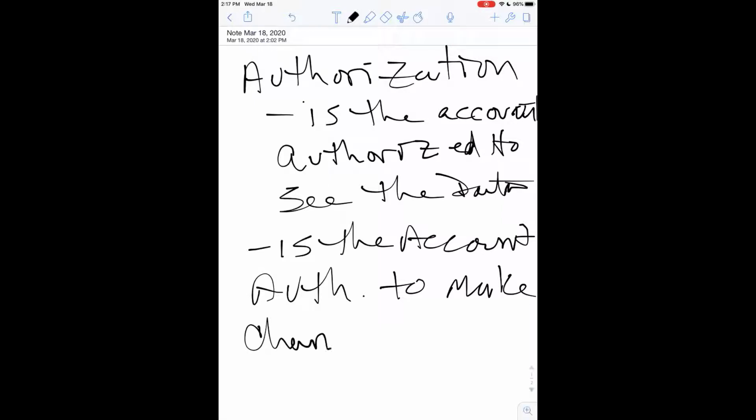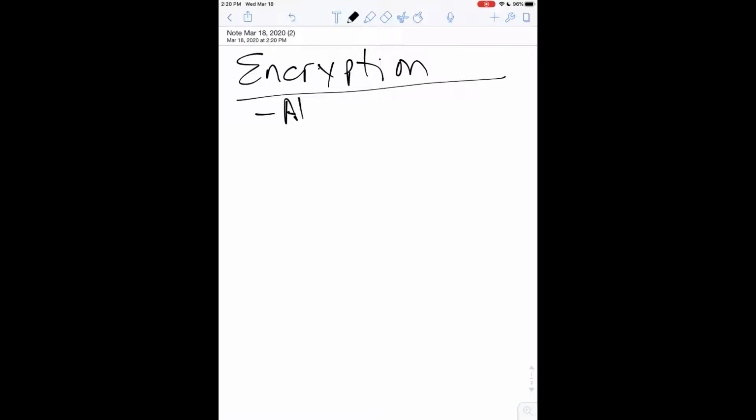So encryption. When we talk about encryption, this is the ability to hide data. Now we're not hiding it in a secret location. It's actually hidden in plain sight. We actually see the data many times encrypted. We can see stuff out there, we open it up, and it's just gobbledygook.